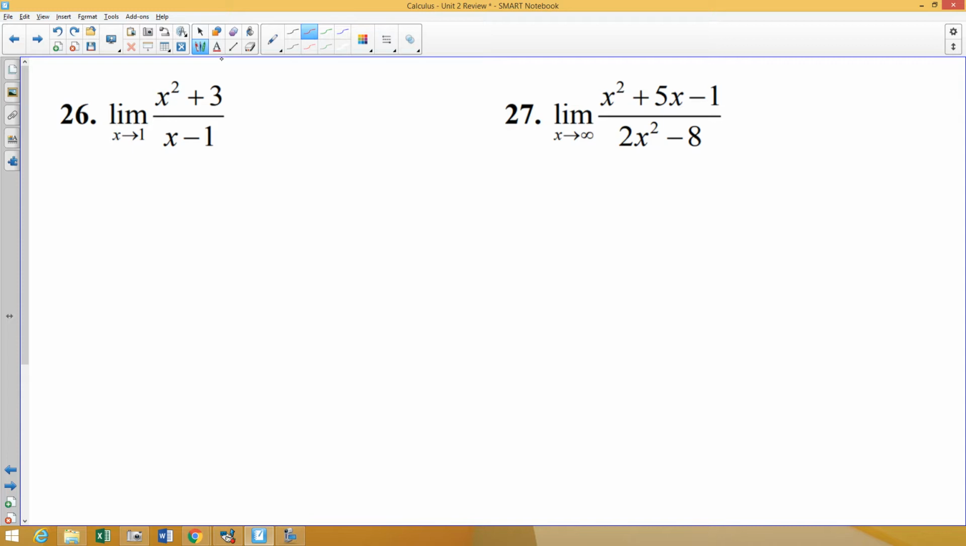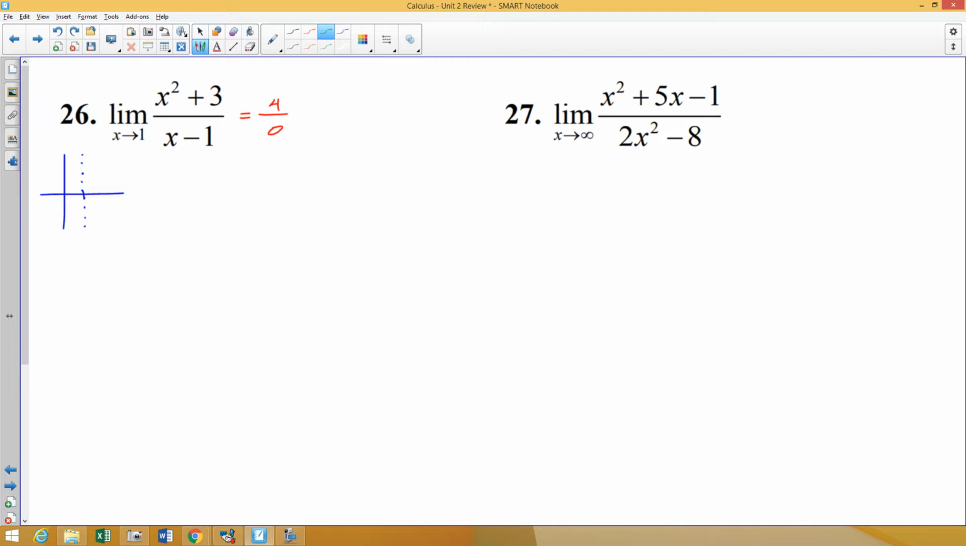Moving on to number 26. X approaches 1. Well, if I plug in 1 here, 1 squared plus 3 is 4. 1 minus 1 is 0. So again, we have a vertical asymptote situation. So at 1, we have a vertical asymptote. Notice this side, I'm not asking about the left or the right, which means we need to look at both sides. And so we have to test both sides.